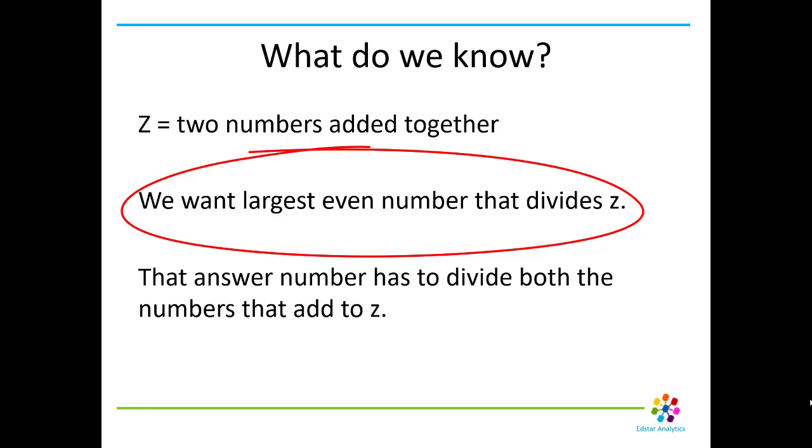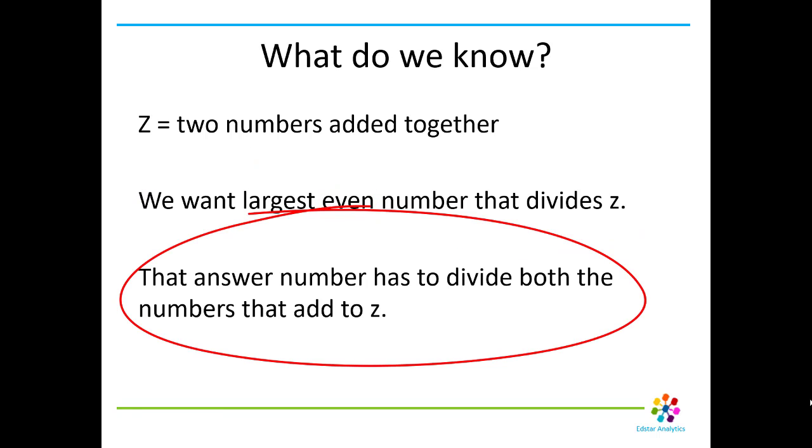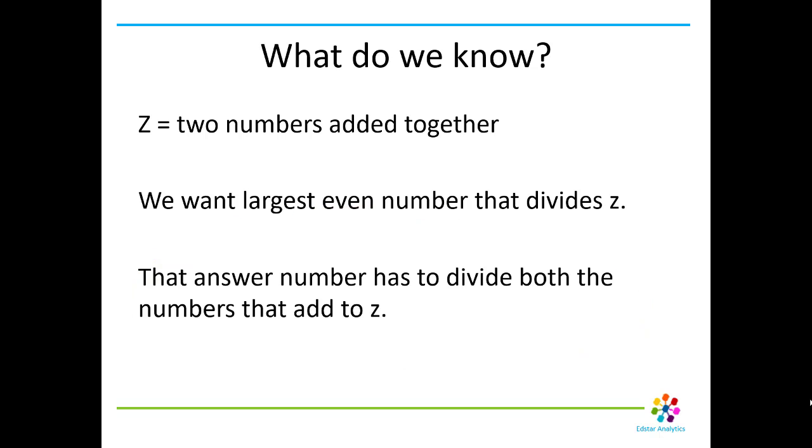They're asking us for the largest even number that divides z. They also told us that x and y are even. And this shows up a lot in high-stakes math tests. Whenever they tell you a number is even, that means you can rewrite that number as 2 times something. And so that's probably what we want to do. The largest even number that divides z has to divide both of the numbers that add together to make z.